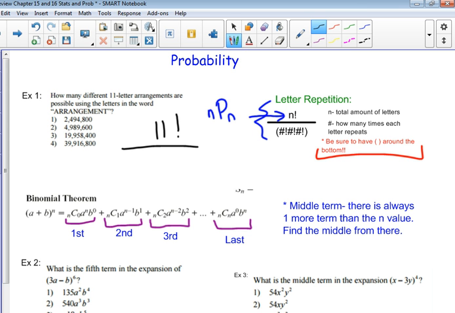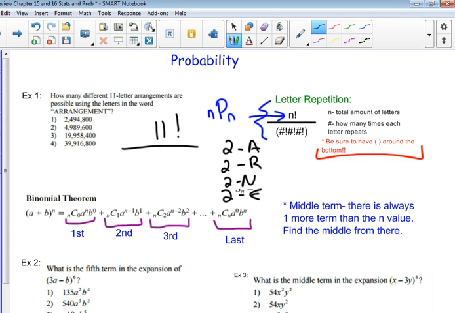Then we want to see what things repeat and how many times. Any ideas of things that repeat? There's 2 A's, 2 R's, 2 N's and 2 D's. Okay, I only see 1 T. What was the last one? E's. How many E's do we have? 2.